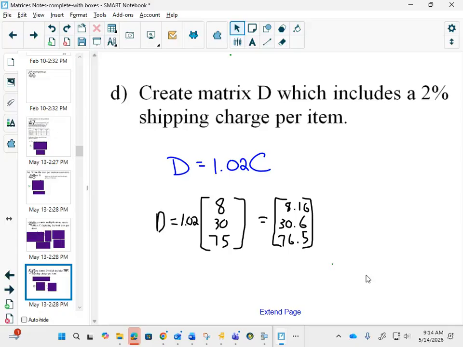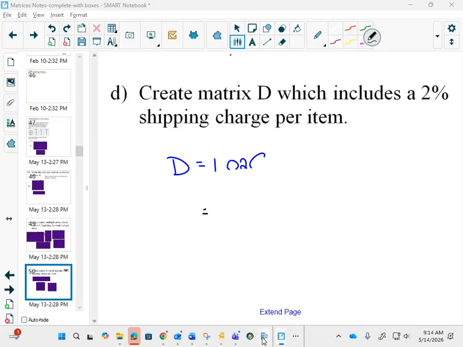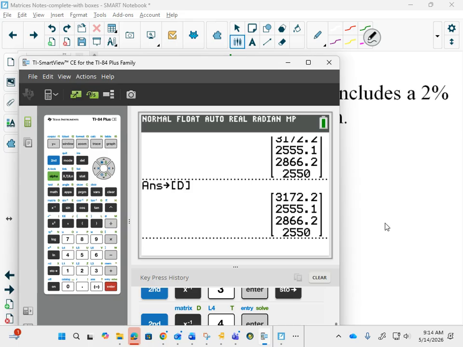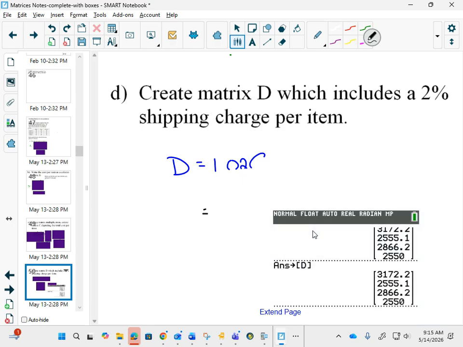Oh, this is each, oh no, this is not matrix C. I did a total shipping charge. So have to solve it if it just says create matrix D. This would be fine. If you're thinking AP calculus wise, it's like this is just what you need to do. So it's just the 1.02, and we can write the answer from our calculator here. This is the total bill with shipping charges. $372.20, $255.10.